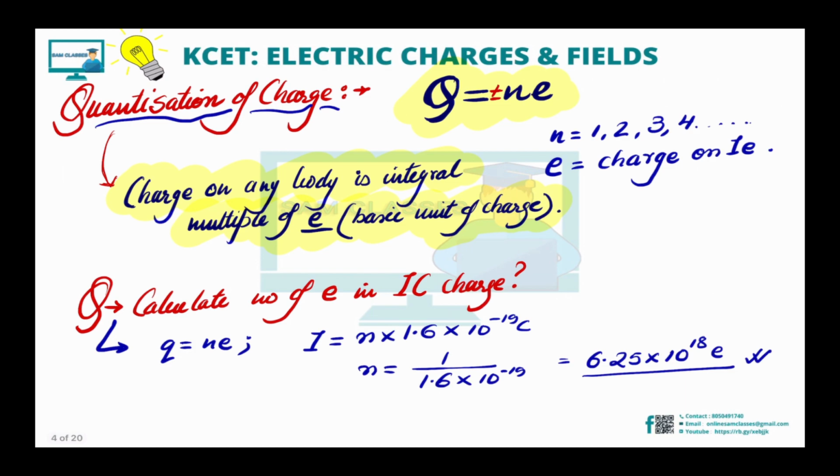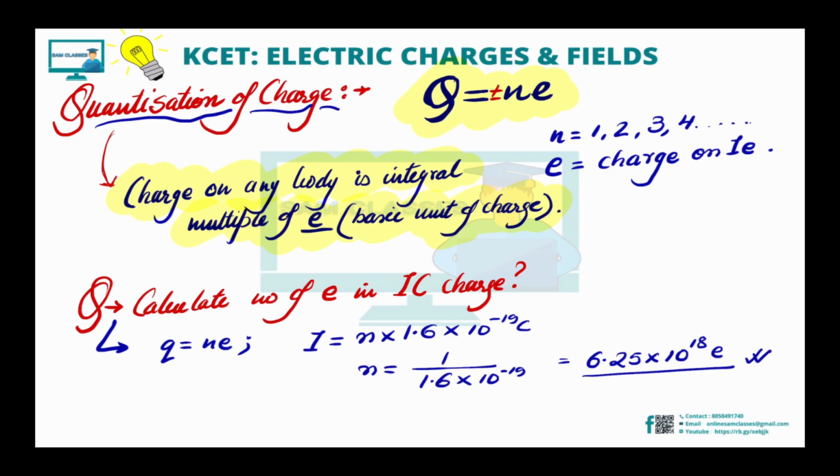Let's see, the next concept is quantization. What do you mean by quantization? Quantization means that the charge on a body is always an integral multiple of e. What do you mean by this? The line sounds too complex, correct? No, it's not complex. What we are trying to say is that whenever you find a charge on a body, it will always be in integer numbers like 1 charge, 2 charge, 3 charge. It won't be like 1.5 charge, or 2.5.